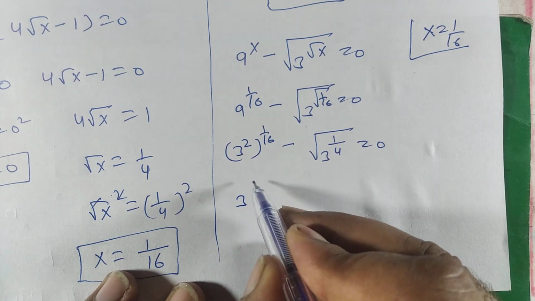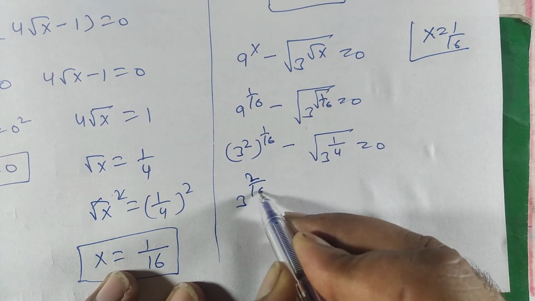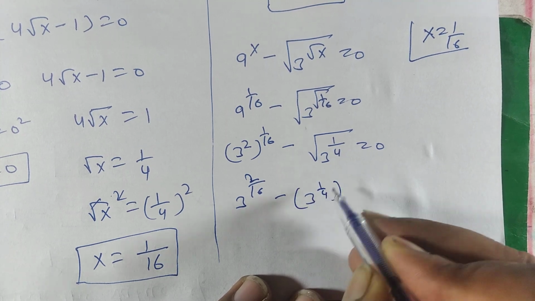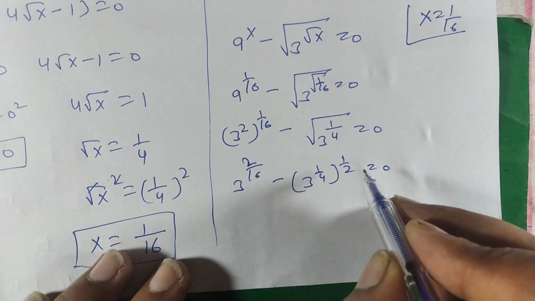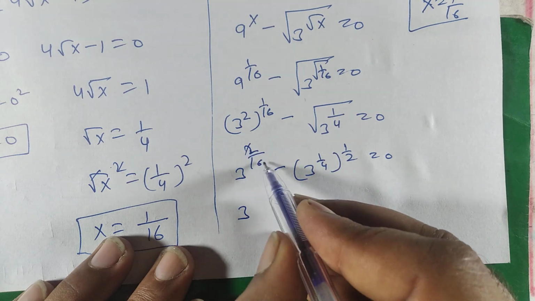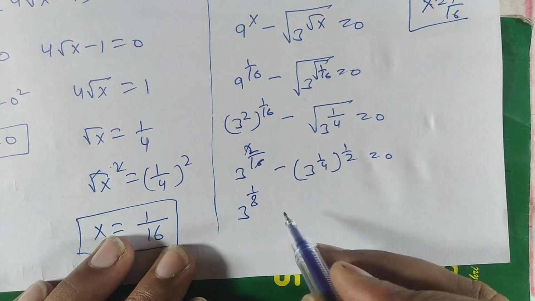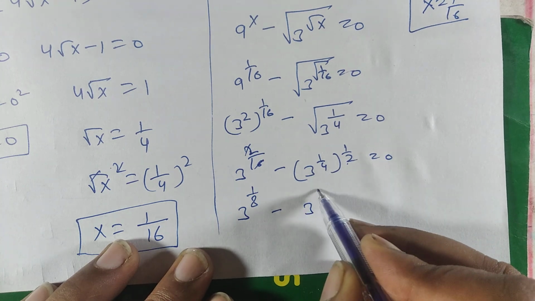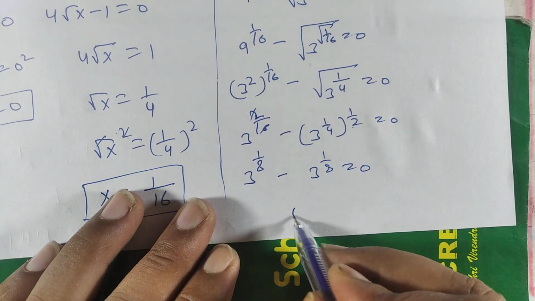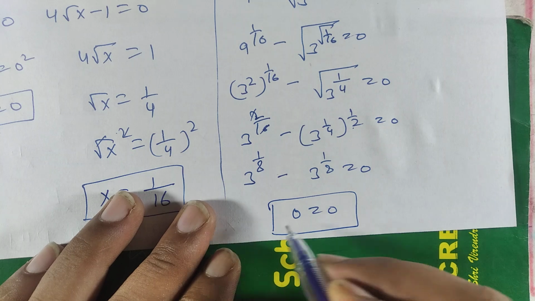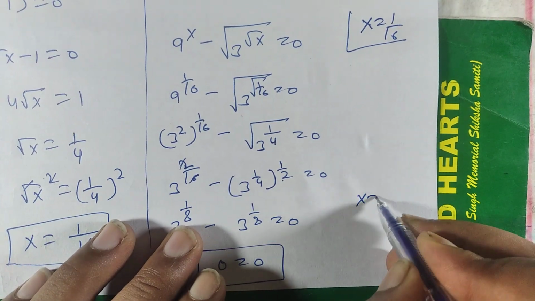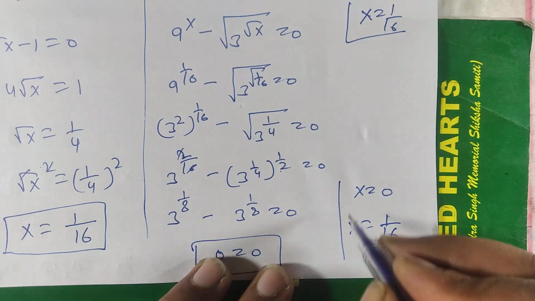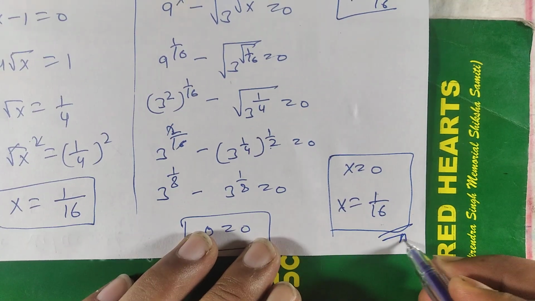3 to the power 2 over 16 minus, here, this can be written as 3 to the power 1 over 4, whole raised to the power 1 by 2, is equal to 0. 3 to the power 2 over 16 minus 3 to the power 1 over 8 is equal to 0. So 0 is equal to 0. Left and right sides are equal, so x is equal to 0 and x is equal to 1 over 16 is the correct answer to that question.